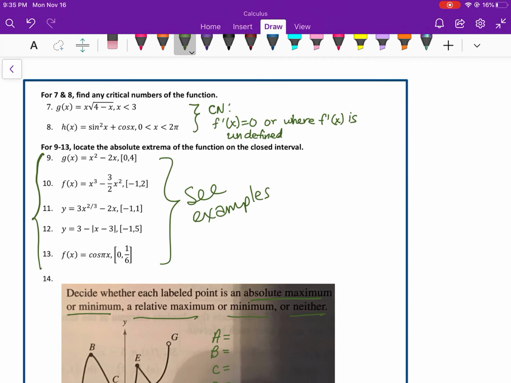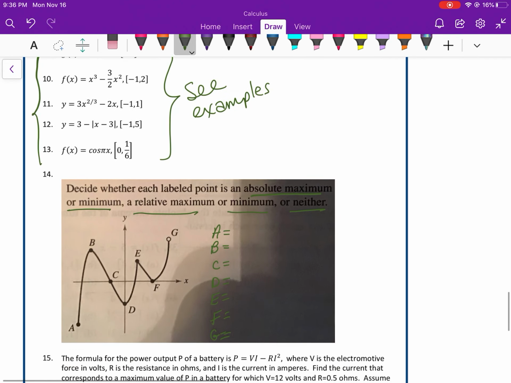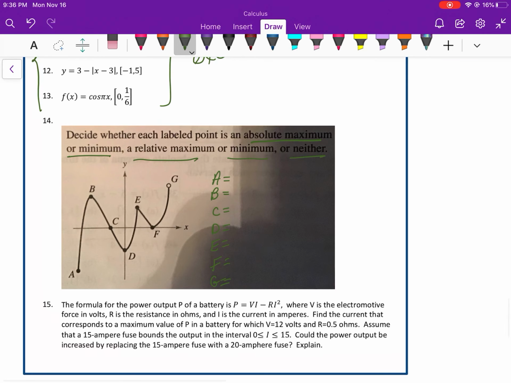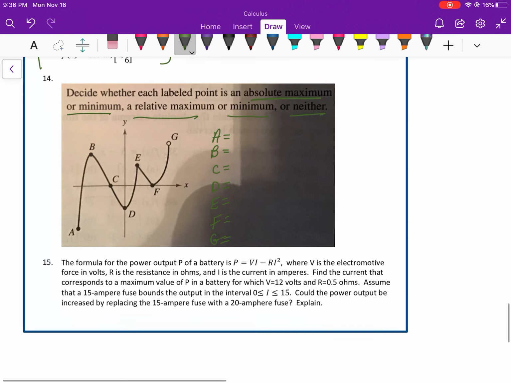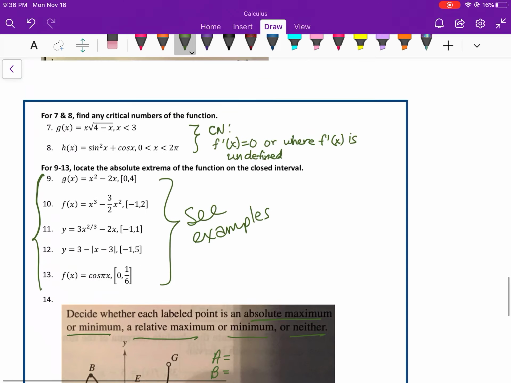And you're going to tell me about the absolute extrema on the interval. And again, if you just tell me if you have a max or a min, that's all I need to know. And then on 14, you're going to tell me what each of these points represent. And 15 is an application problem.